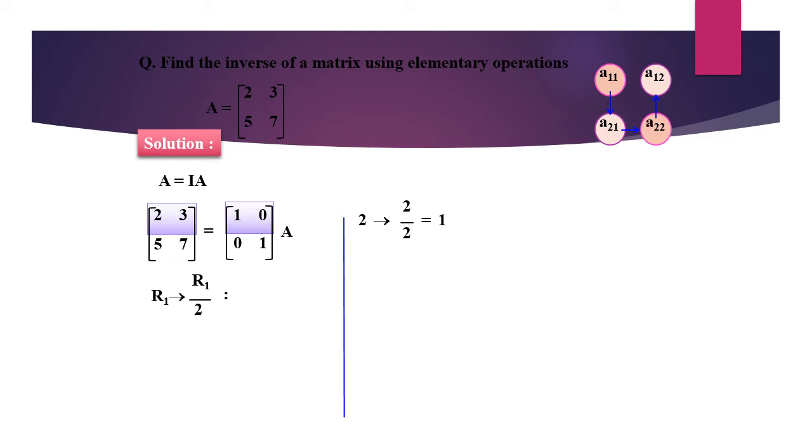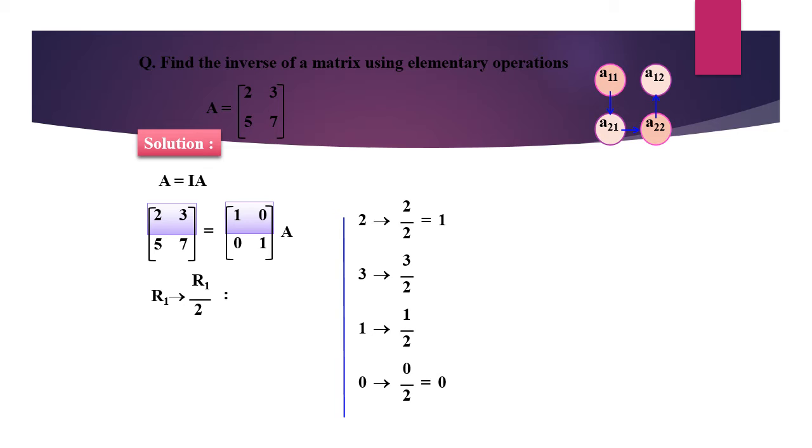So see, the first element of R1 is 2. So 2 divided by 2 will be equal to 1. Similarly the second element is 3. So 3 divided by 2 will be equal to 3 by 2. Same property we need to apply to the first row of the identity matrix. So 1 upon 2 gives the next element, and the last element 0 we convert in the form of 0 upon 2, which is equal to 0.